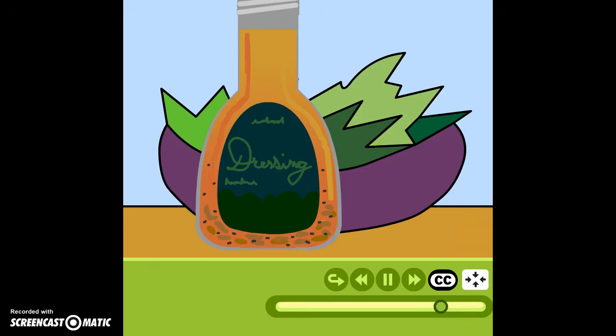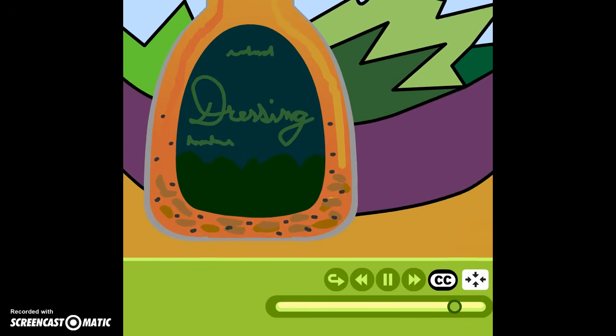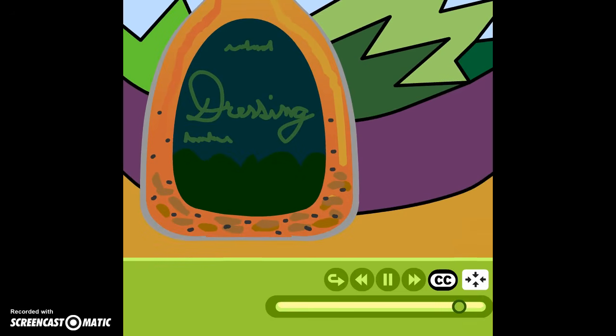bottle. This salad dressing is a different story. It's a heterogeneous mixture, which means that its parts do not combine completely. In the salad dressing, you can see clumps of oil and pieces of pepper and herbs floating in the vinegar.